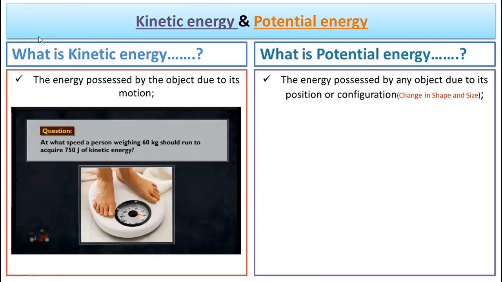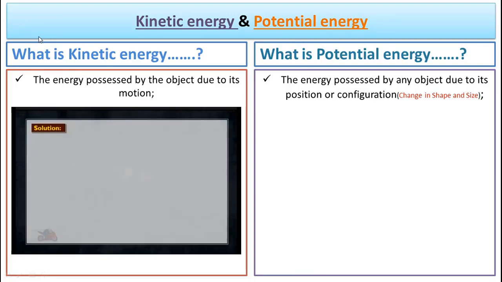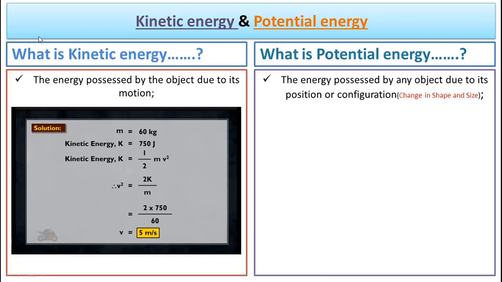Question. At what speed should a person weighing 60 kg run to acquire 750 joules of kinetic energy? Solution. Given mass m is equal to 60 kg, kinetic energy K is equal to 750 joules. We know that kinetic energy is 1 upon 2 mv square. So, v square is equal to 2K upon m, which is equal to 2 multiplied by 750 upon 60, equal to 5 meter per second.